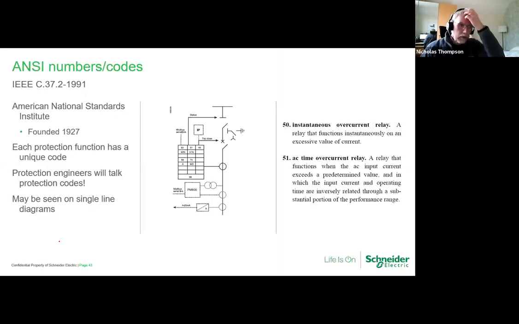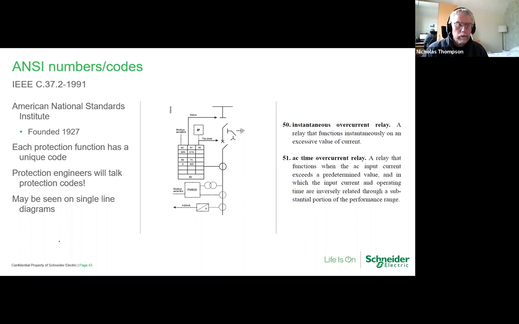So moving on to the very last slides now, ANSI codes. These are recognized numbers, and you will see them as numbers on schematics, maybe against the circuit breaker.